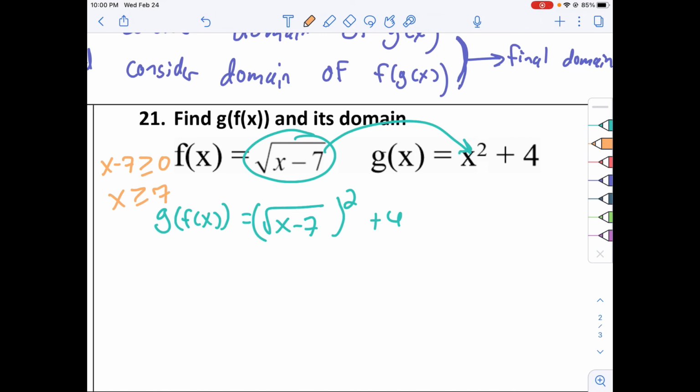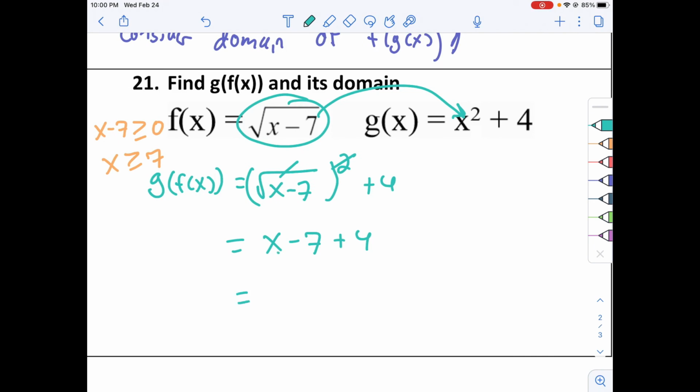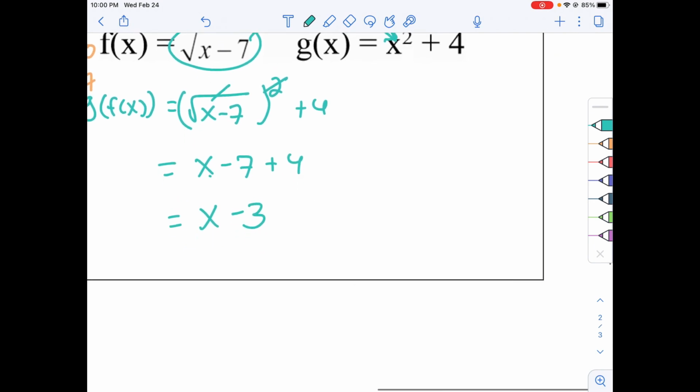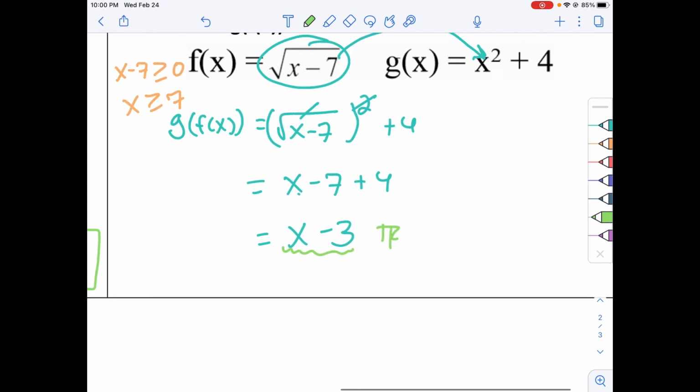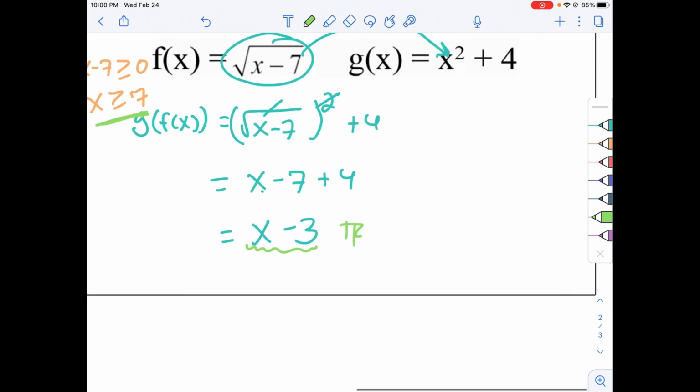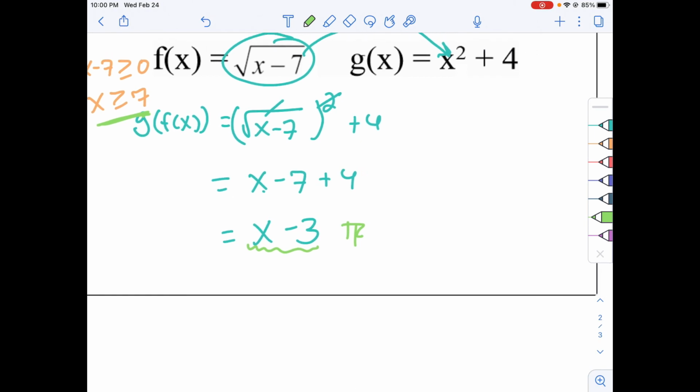We now can go through and find g of f of x, and we can say squared cancels with square root. You get x minus 7 plus 4. Negative 7 plus 4 gives us x minus 3. So there are no restrictions here. This is technically all real numbers. But there is this restriction from the beginning: x has to be greater than or equal to 7. So the intersection of all real numbers and greater than or equal to 7 would be all the numbers that are greater than or equal to 7. So we go 7 to positive infinity. And there's that domain.